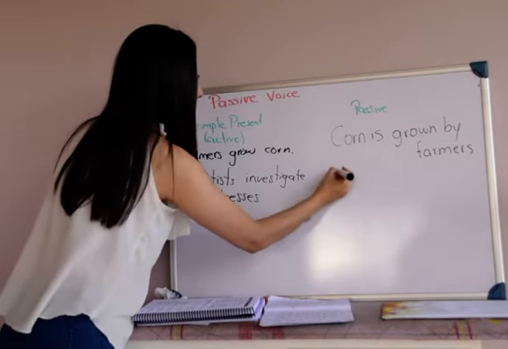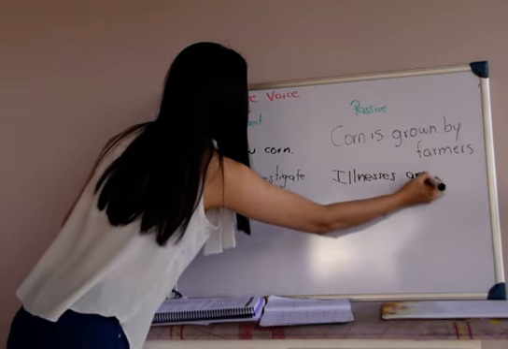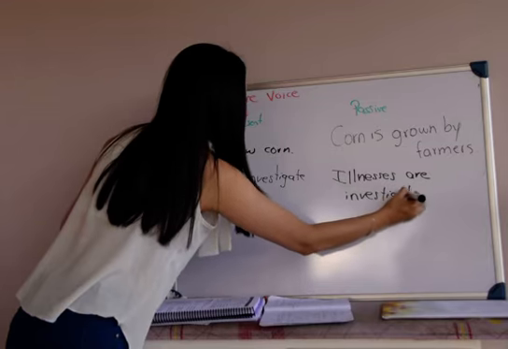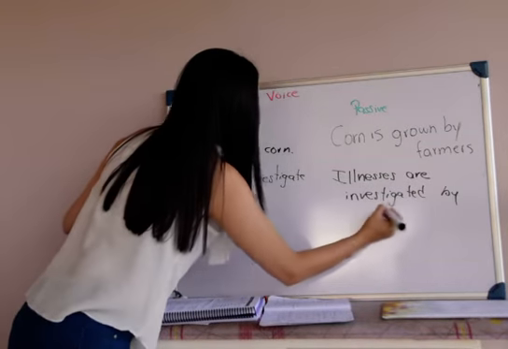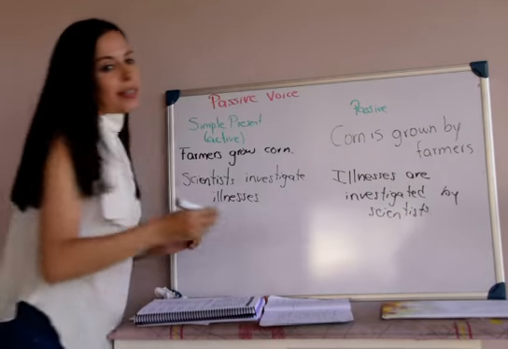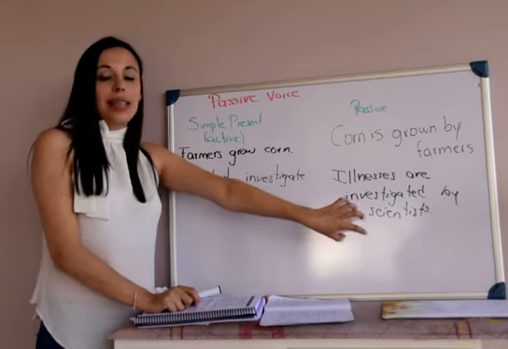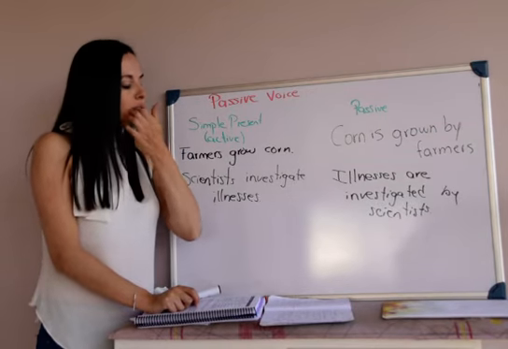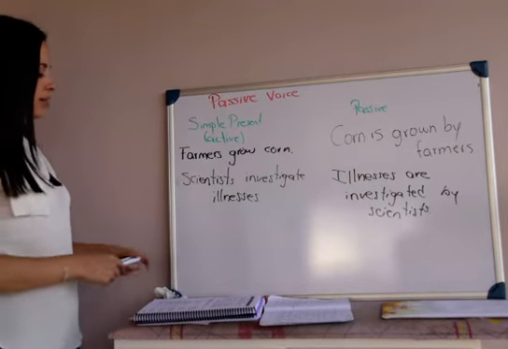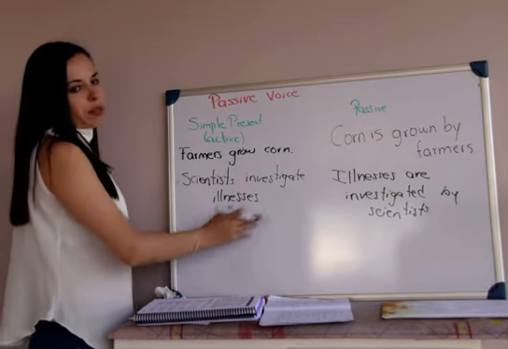So I say, illnesses are investigated by scientists. Here I'm emphasizing that scientists are the ones who investigate illnesses. So, illnesses are investigated by scientists. As you can see, in simple present we have subject, verb, complement.